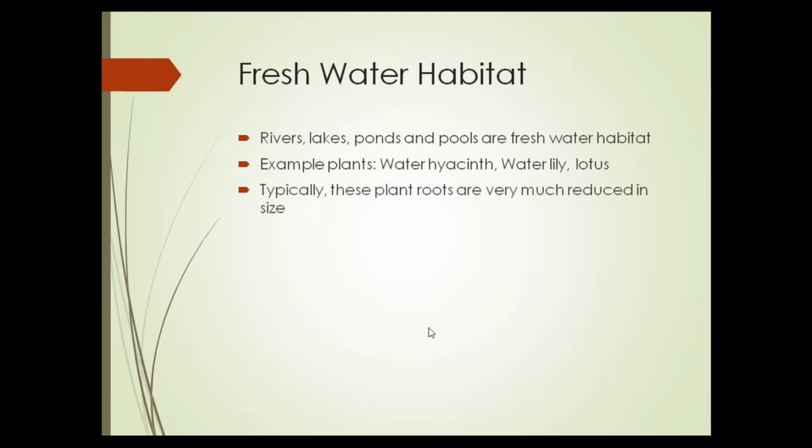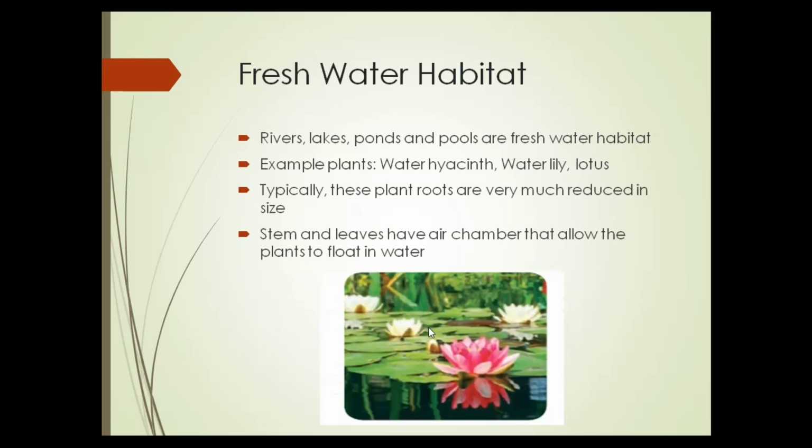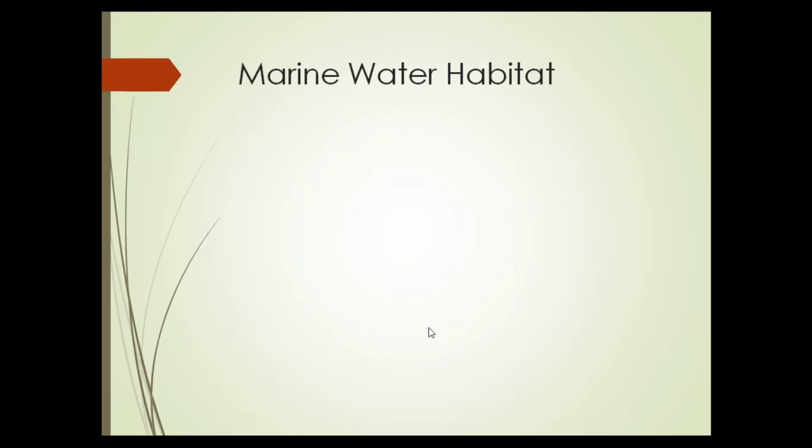Typically, these plants' roots are very much reduced in size. Stems and leaves have air chambers that allow the plants to float in water. So, this is a common sight of lotus that we have all seen. Now, let us move on to marine water habitat.